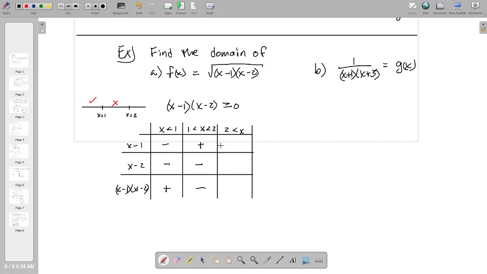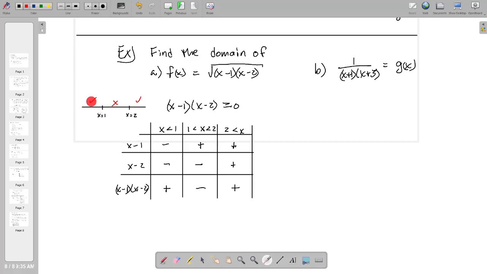And then we check when x is greater than 2. We can pick any number that's greater than 2. I'm going to choose 1,000. 1,000 minus 1 is very clearly positive. 1,000 minus 2 is also very clearly positive. And then we have a positive times a positive that gives us a positive. So in this region, we're okay as well because it satisfies this inequality. The product is greater than or equal to 0.